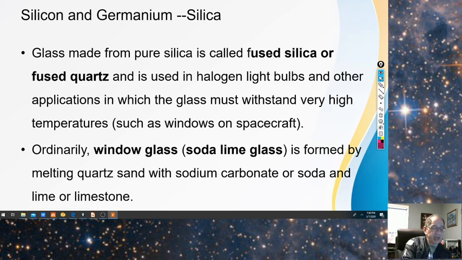Okay. Know about this type of glass, made from pure silica. What's it called? And uses. And then window glass, also known as soda lime glass. Melting quartz sand with the sodium. How do we make it? How made? I know it sounds like a lot, but I'm not requiring you to know anything about the formulas. Okay?